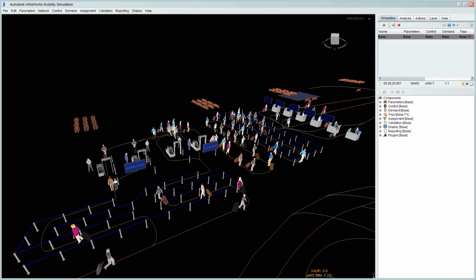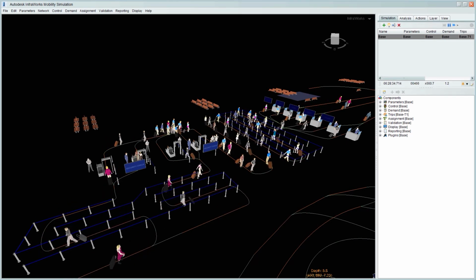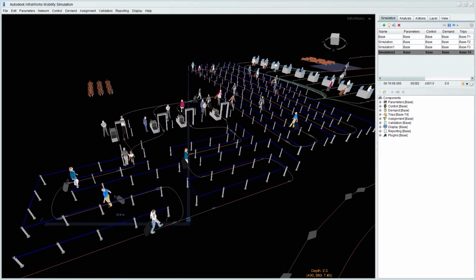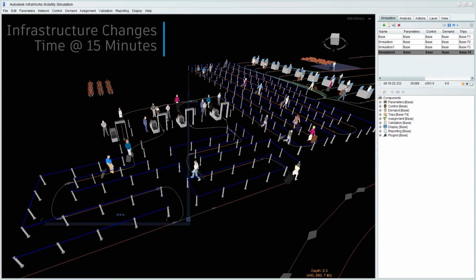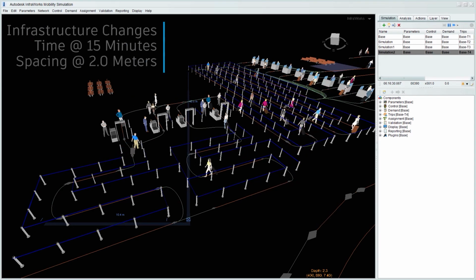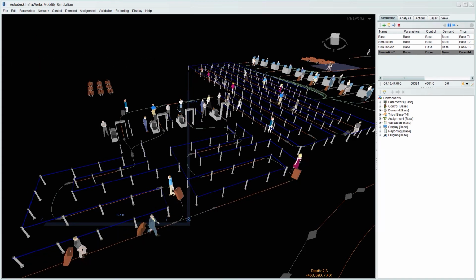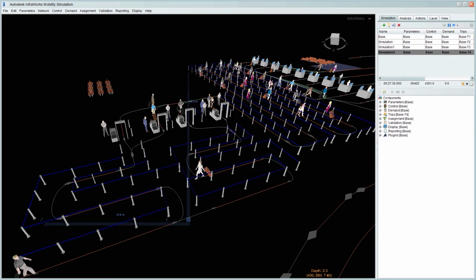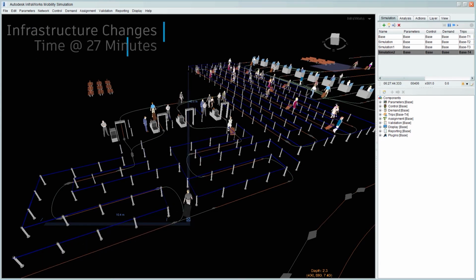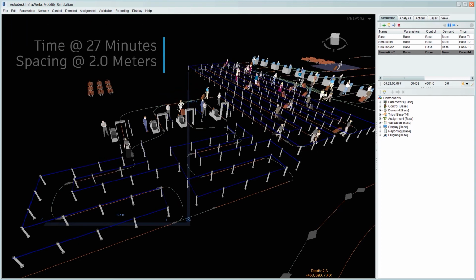So really what we need to do is to increase the capacity of this area. Even though the loading is the same, we need extra capacity. By increasing the area of the queuing and also adding more tellers, even at 27 minutes we can see everything is still flowing quite freely, and that is actually working.